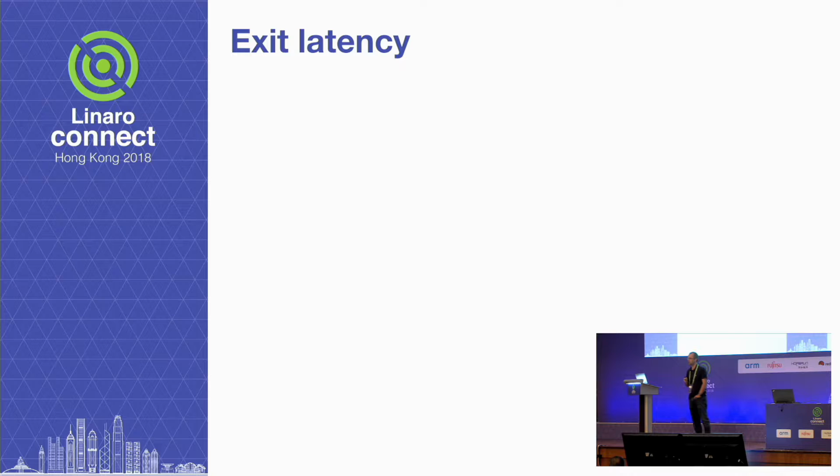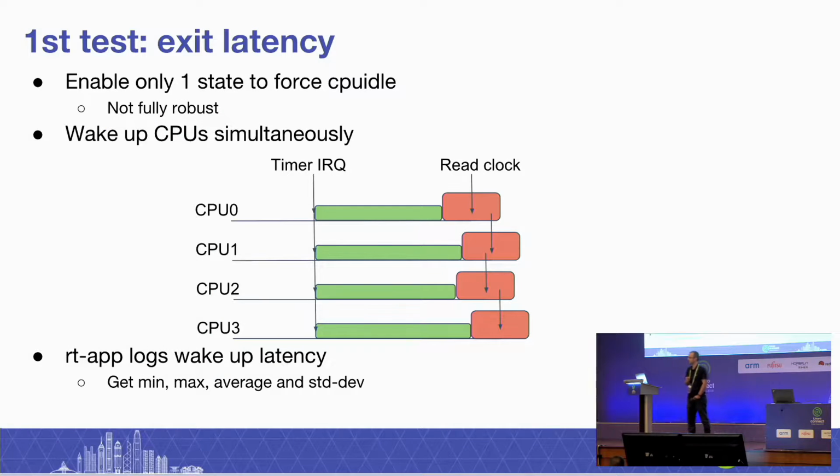So the first measurement that we have done is the exit latency, which is the simplest value to get. For doing that, we are enabling only one state for the CPU that we want to get the value for. That can easily be done with the sysfs interface, where you can use the disable entry. During the test, we have seen that it's not fully 100% robust, in the sense that we have been seeing some spurious wake ups from time to time. Let's say maybe 1 or 2 times per minute.